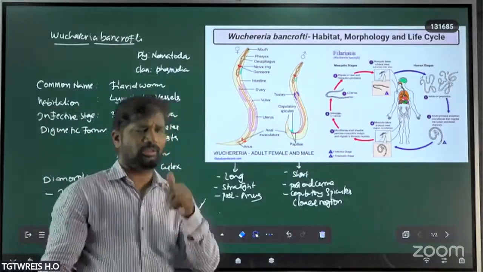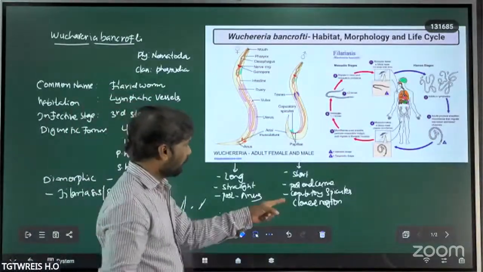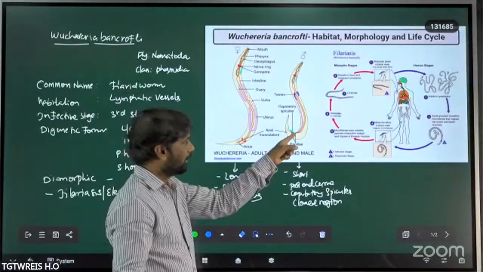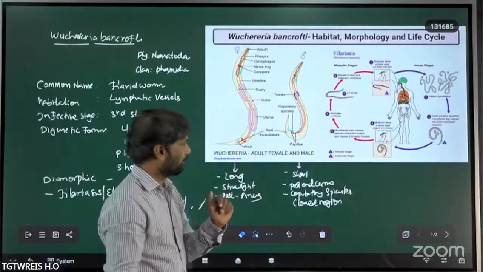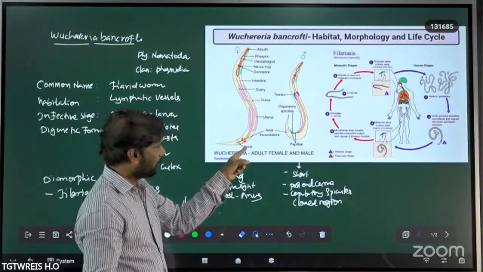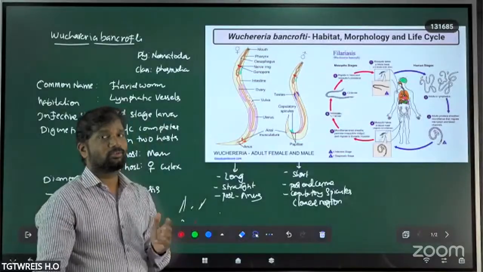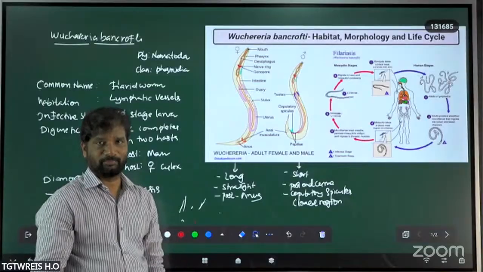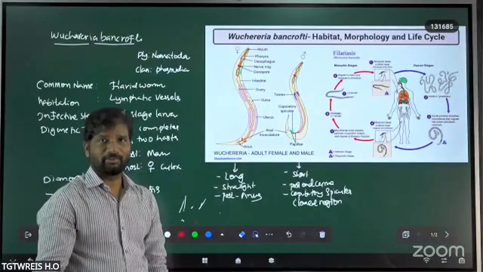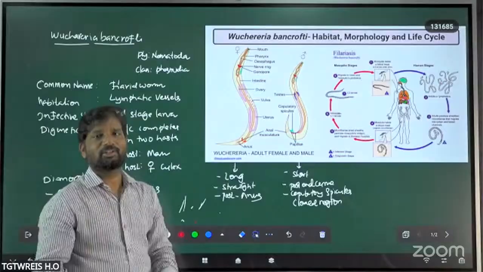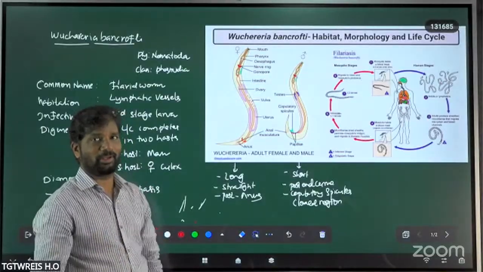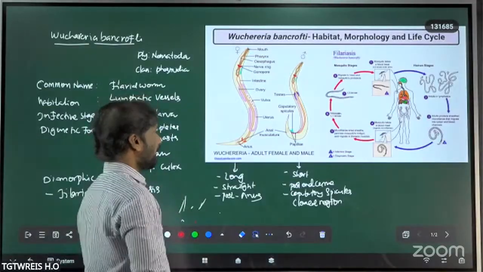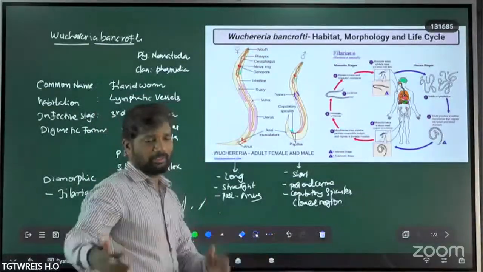Right now, I can ask one question. Here we can say that the cloacal aperture is present in this region. Okay, right now here the anus is present. So what is the difference between the cloacal aperture and the anus? Okay, after the class we can discuss this question, the difference between the cloacal aperture and the anus. Okay, right now. Then after that you can go to that.